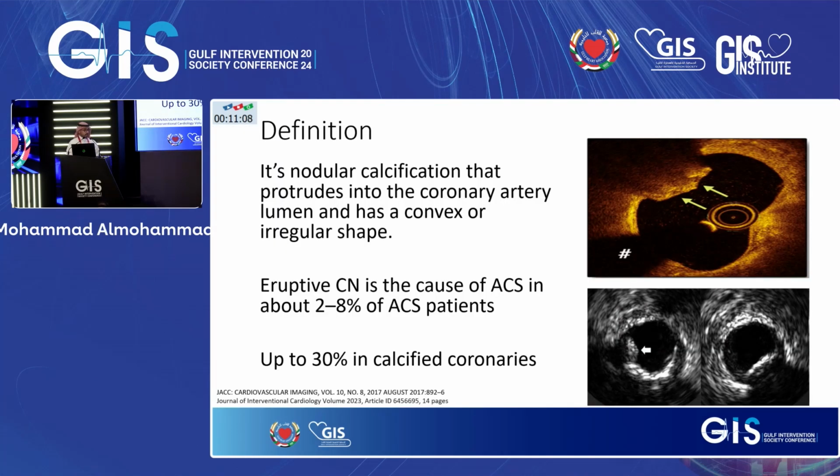So briefly, everyone has been talking about calcified nodules and other calcium, but in brief, it's a nodular calcification protruding into the vessel with either convex or irregular shape. The eruptive calcified nodule is the cause of ACS in 2 to 8%, and calcified nodules are present in up to 30% of calcified coronaries.